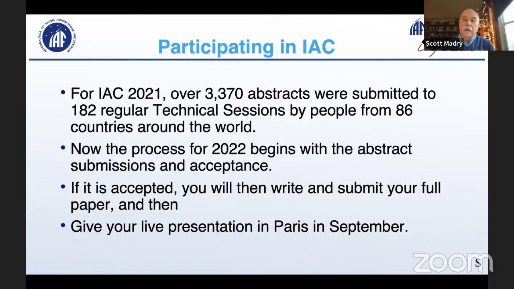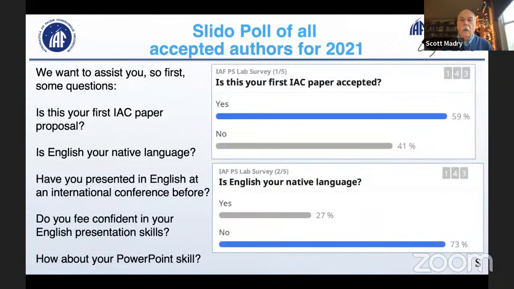And the process starts by your submitting successfully an abstract, and that's what we're going to talk about today. So you'll write and submit your abstract. We have a spring meeting coming up in Paris where the chairs of all the sessions will get together, will review all of these, decide which abstracts are to be accepted, and then hopefully you'll be one of the lucky ones who will have your abstract accepted, and then you will write your paper, you'll submit your paper, and then you'll have the opportunity to give your live presentation in Paris in September.